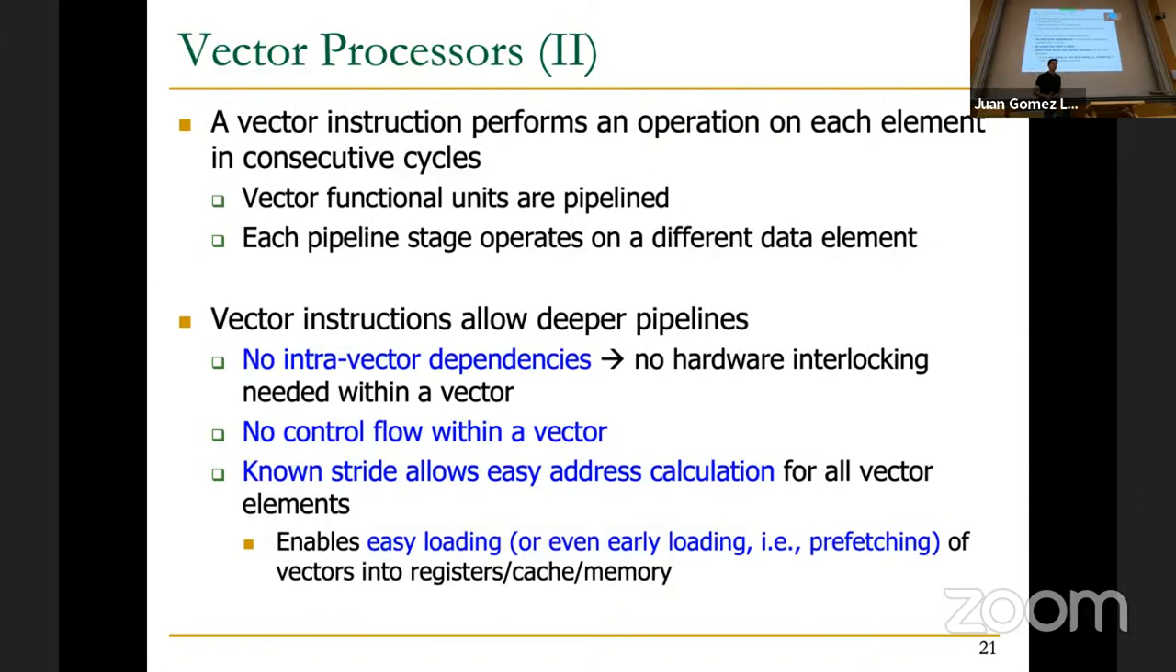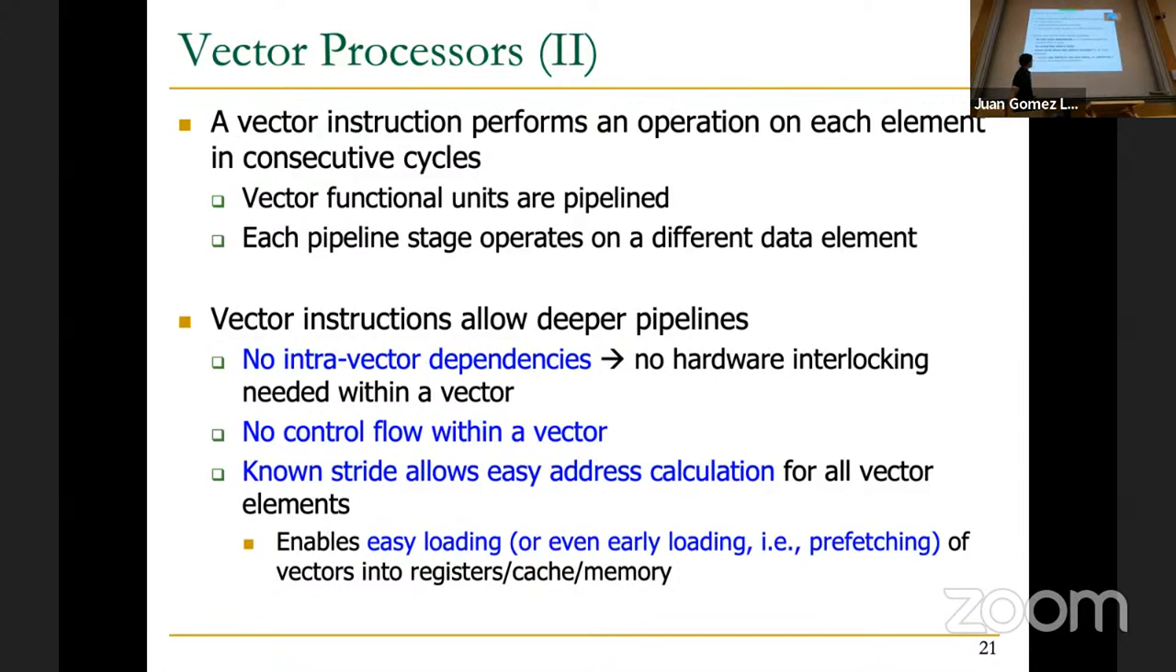Remember, when you have studied an in-order pipeline for the MIPS architecture, for example, remember that you need to control in some way the dependencies between different instructions. And at some point you may need to stall the pipeline in order to finish one particular instruction that is creating one value that needs to be used by a later instruction, right? Here, there are no dependencies because the operation that we perform on every pair of elements, A0 and B0, is completely independent of other elements.